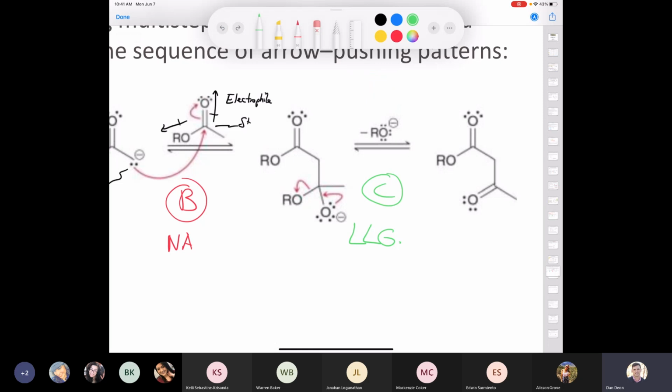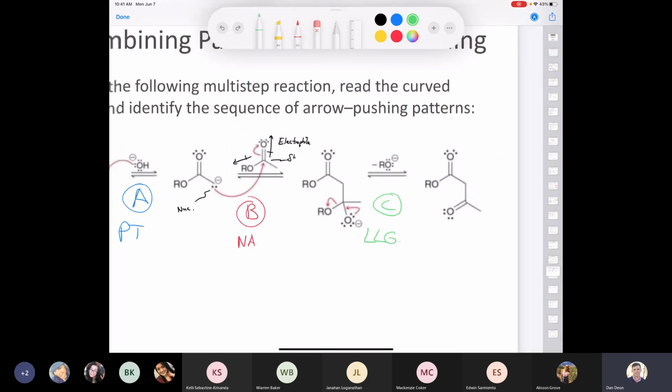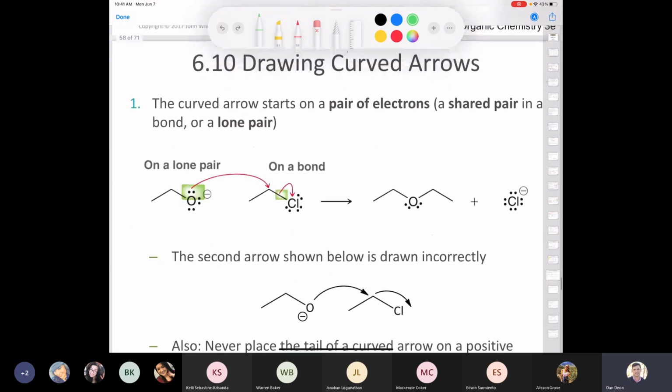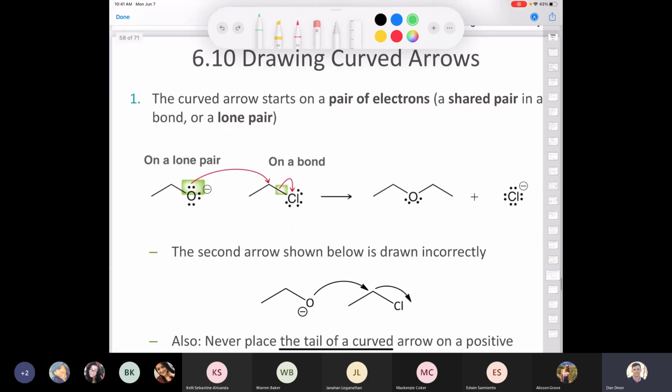We'll talk more about leaving groups later on, and what's a good leaving group and what's a bad leaving group and all that kind of stuff. But for now, all we wanted to do was to identify these types of mechanisms, the 4 types of mechanisms that we've looked at. Well, as you can imagine, when it comes to drawing curved arrows and reaction mechanisms, there are some rules that we have to abide by in organic chemistry. There's always some rules involved.